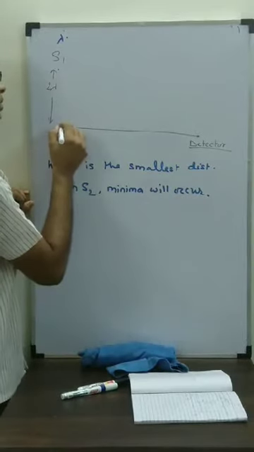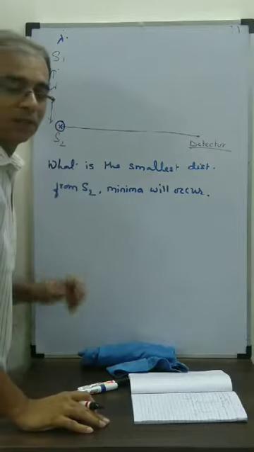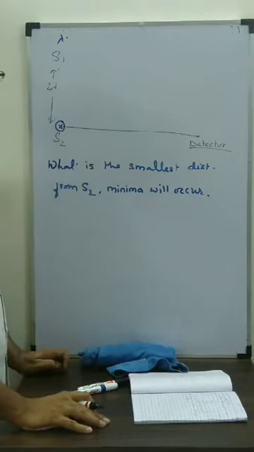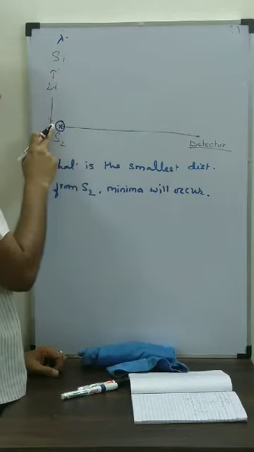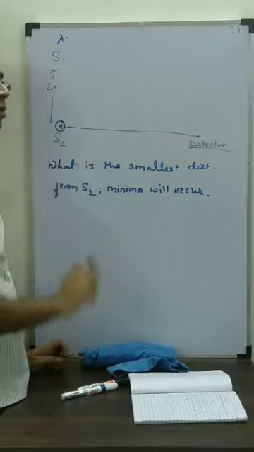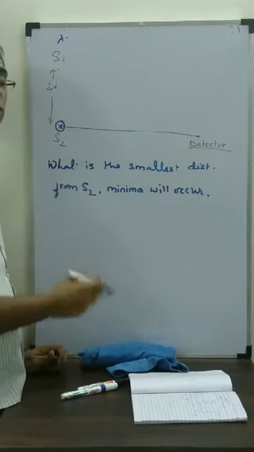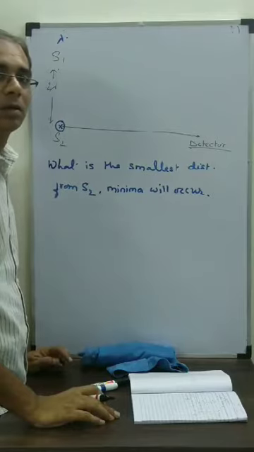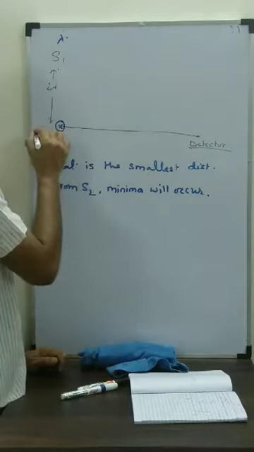The first question is, at S2's position, what is occurring? Is it a maxima or minima? The path difference from S1, how much distance will the ray travel to reach over here? 2 lambda. And how much is the distance traveled by the ray starting from S2 itself? 0. So the path difference is 2 lambda. Now, does 2 lambda correspond to maxima or minima? Maxima. Which maxima? Second maxima. So here the second maxima comes.